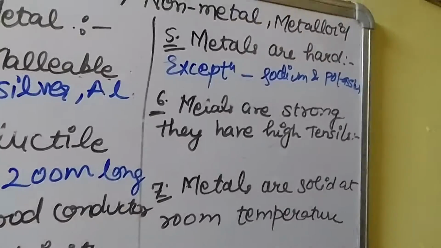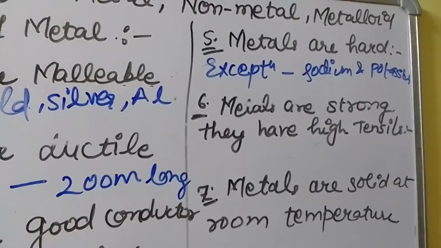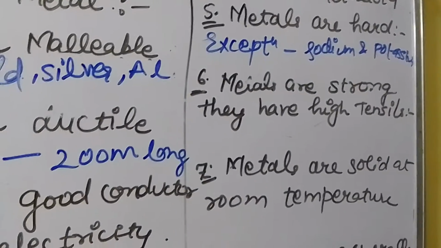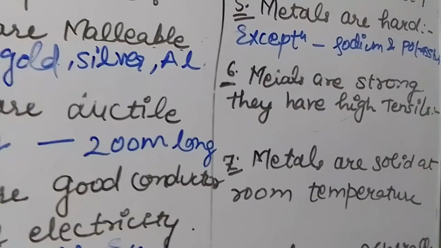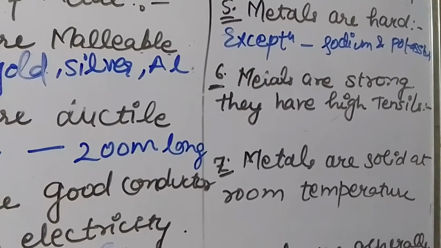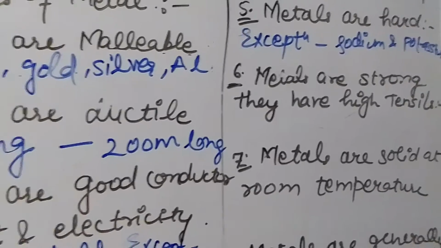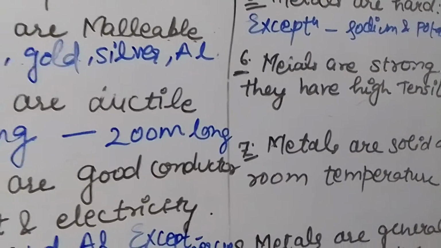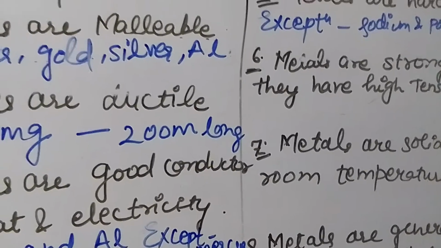Because sodium and potassium are soft metals, we are able to cut them with a knife. So they are very soft, but it is the only exception case. Except for these two, all metals are hard. We are not able to cut them with a knife, right?